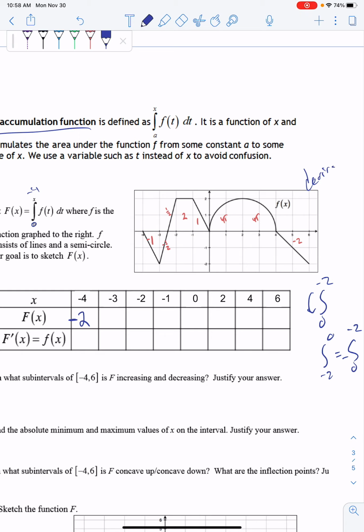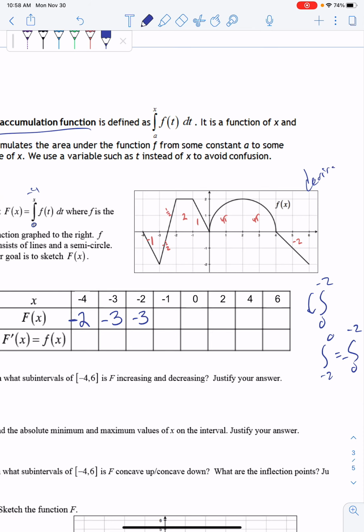Now, when I go to -3, I'm going to go over 1 over 2. This next one's going to cancel out. So that's 3. But because my bigger number is on the bottom, I've got to make that a -3. When I go to -2, my answer is also -3. When I go to -1, I have an area of 1, but it's going the wrong direction, so I got to make it a -1. At 0, I've got an area of 0, of course.